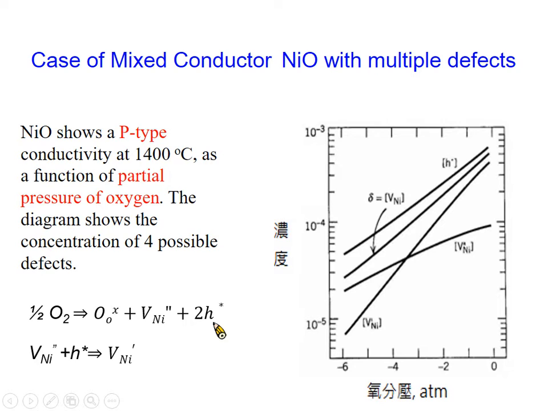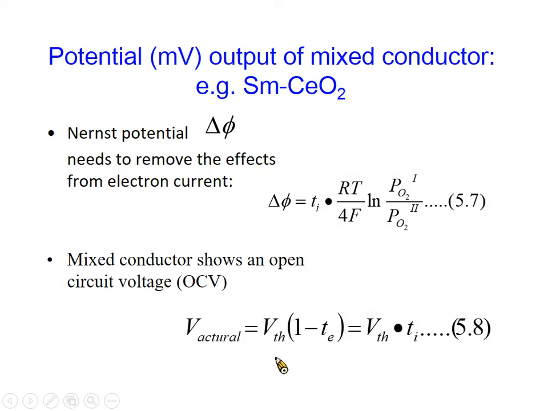But before we use it as the anode, we have to reduce it. So when we reduce the atmosphere, we will change the oxide insulator to the p-type conductor. This is the potential output of the mixed conductor. We take samarium doped ceria as the example, because one of our graduate students has this material at hand.